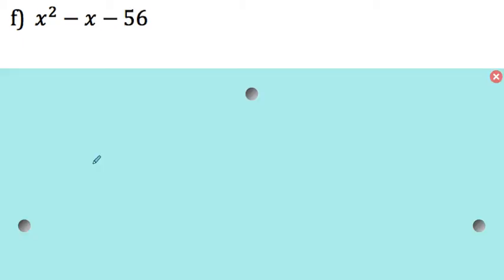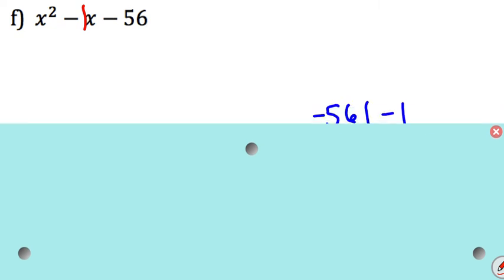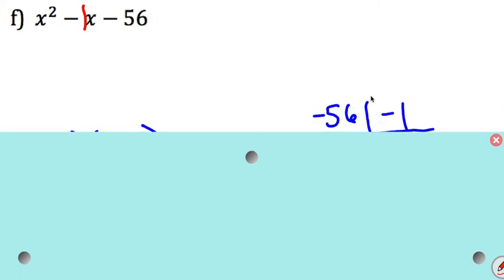Last one, F. Now look, this middle number here, there's nothing there. Well, there's nothing visible, but there is something there, and it's a 1. So when we're doing our table, we're going to make our table be a negative 56 for the last number and a negative 1 for the middle number. So we're looking for two numbers that will multiply to give me negative 56 and add to give me negative 1. So go ahead and run through some factors there of 56. See if you can get the answer.